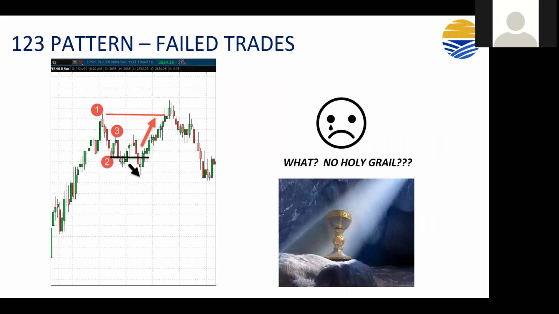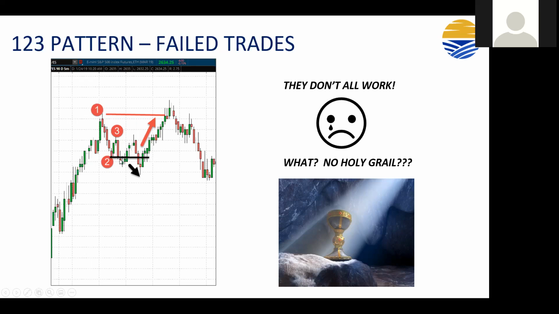Now let's talk about failed trades. They don't all work. There is no holy grail in trading or in life, but I'm sure you guys already know that. This is an example of a 5-minute E-mini S&P trade. I probably took it in my live account. Getting some vertical price action here. New high, new session high for the day. That's why we have a number 1, 1, 2, 3.